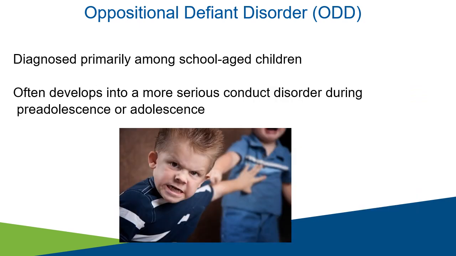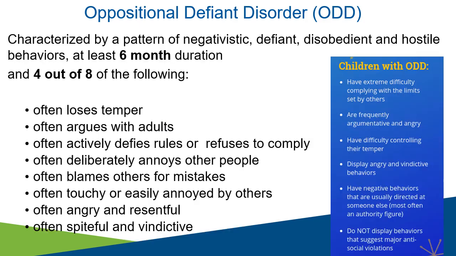So oppositional defiant disorder is diagnosed primarily among school-aged children. And I love this picture, so it kind of helps me remember the age at which these children are once they are diagnosed. And then once they are diagnosed, typically it will become more serious as they progress in age.